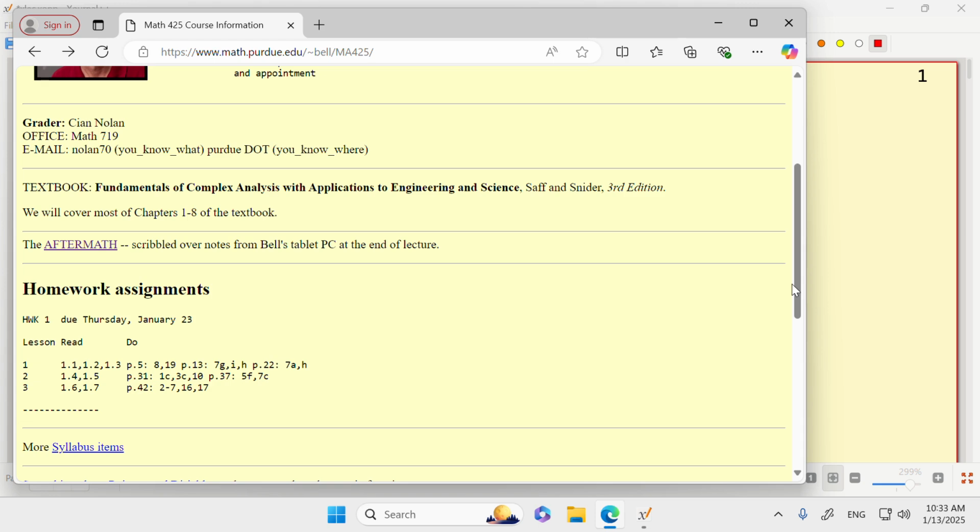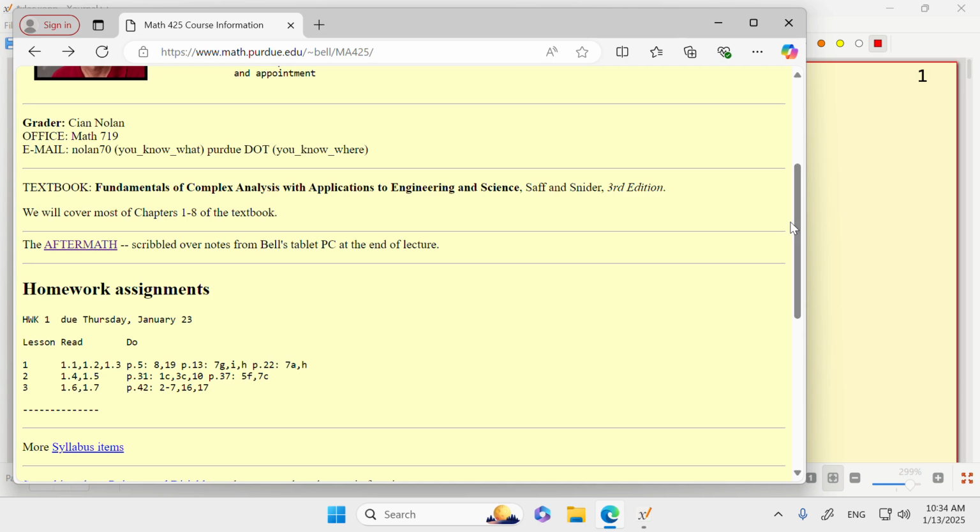My grader's only going to grade 5 problems per homework, but I won't tell you which ones because it's important you sit down and do them all. But it's not so important that he grades them all. So that's the first assignment. It's already there, and I'll post assignments as I make them.